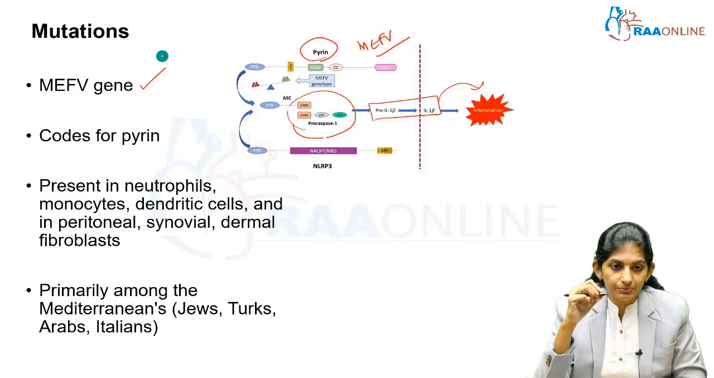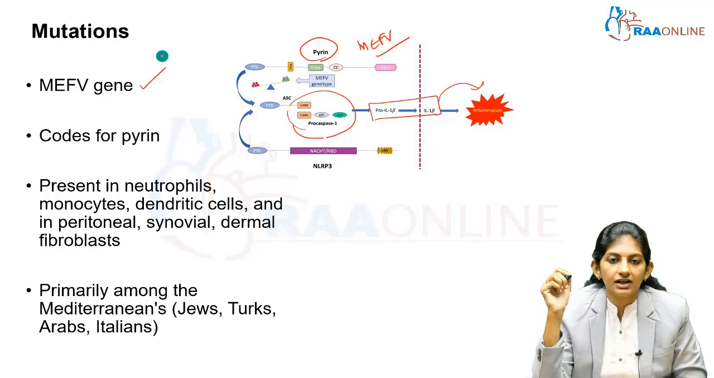Familial Mediterranean fever primarily occurs among the Mediterranean population: the Jews, Turks, Arabs and Italians.